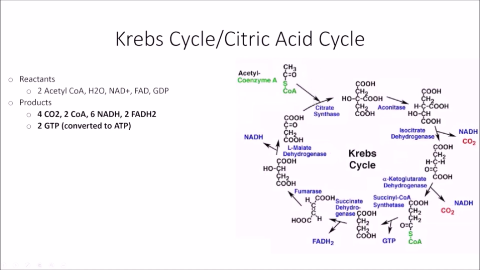It's marked as green, and goes through all of these different changes to produce all the products that you see on the left here. The primary products that we're interested in are the 6 NADH molecules, 2 FADH2 molecules, and the 2 GTP molecules, which become ATP. The ATP is obviously what we want to create from aerobic respiration overall, and then the NADH and the FADH2 will be used in the final process called the electron transport chain.